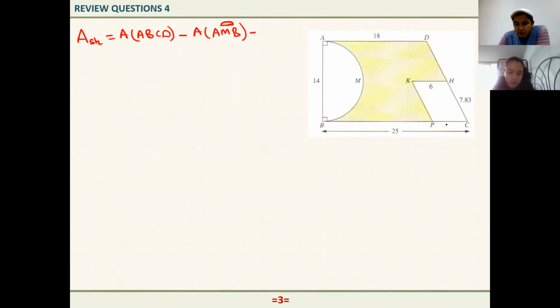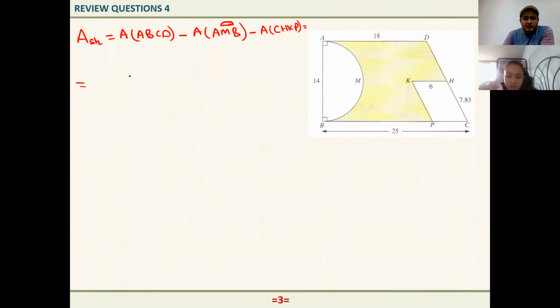Minus, and also we already removed this part, right? That is the area of the parallelogram CHKP. So we need to find this, all right? Otherwise, how can I find the area of the shaded region? It is hard because it is a kind of irregular shape. But I know that the area of the trapezium, minus this part removed, minus this part removed, gives us the area of this shaded region.